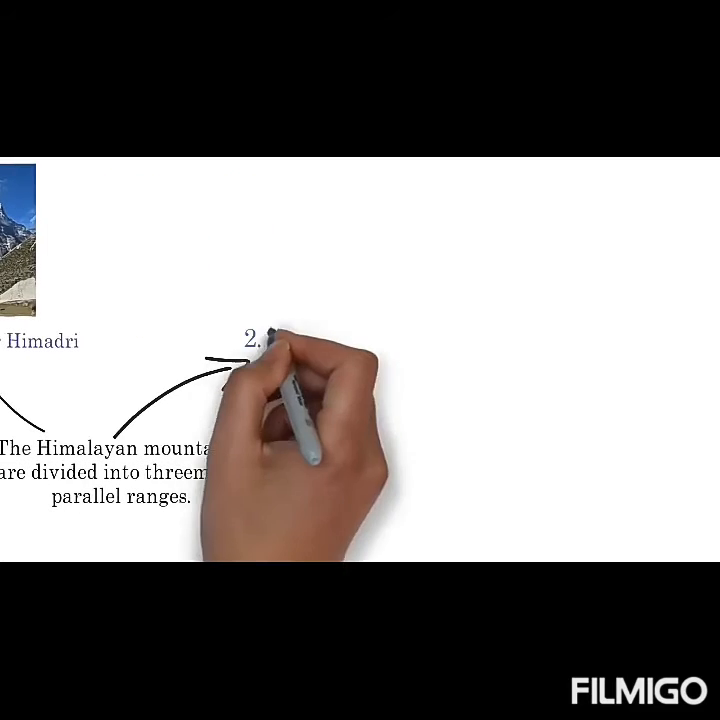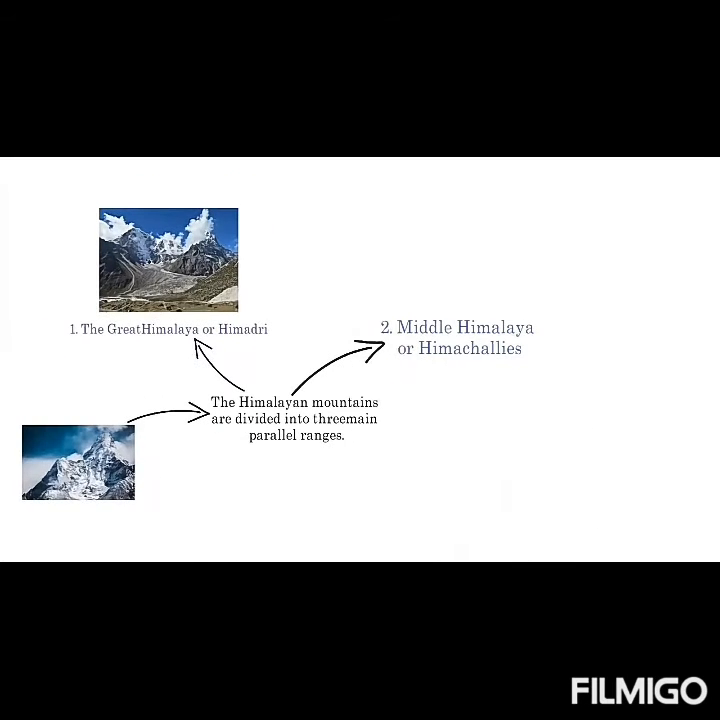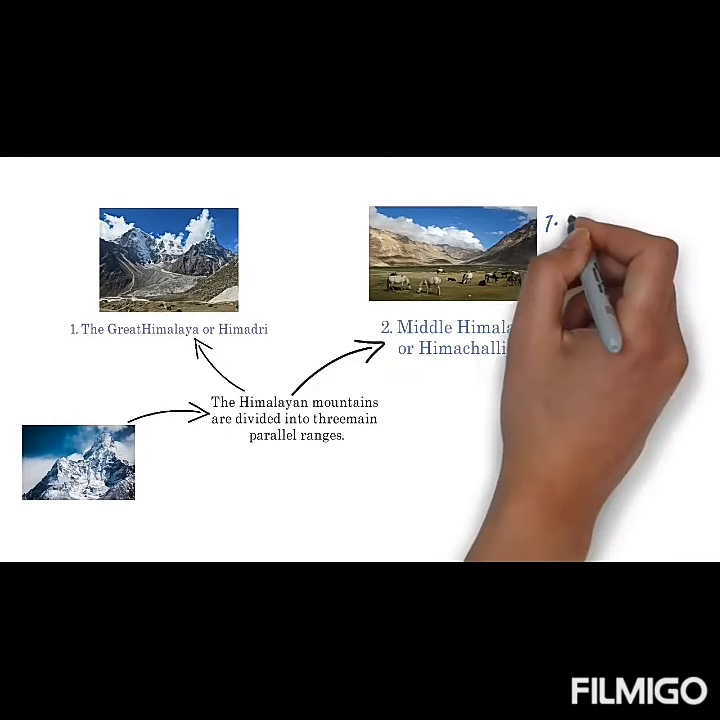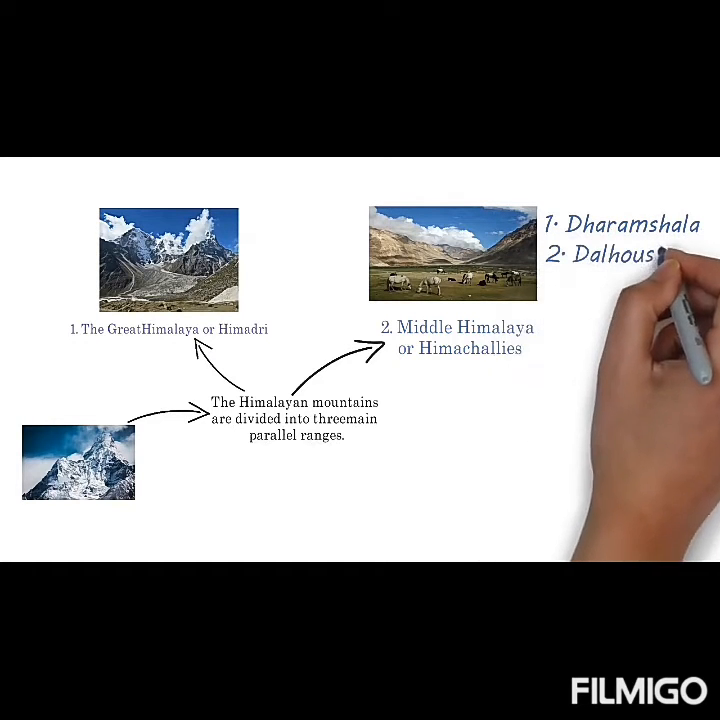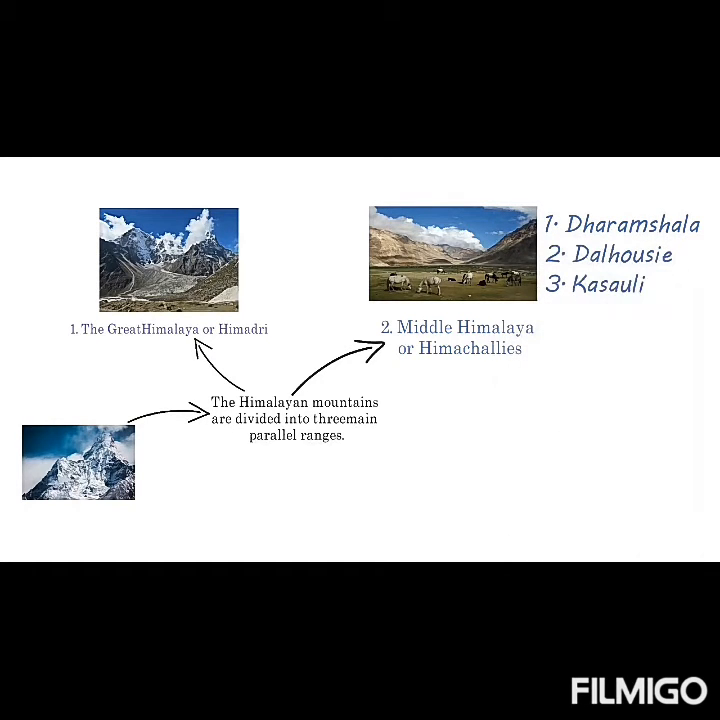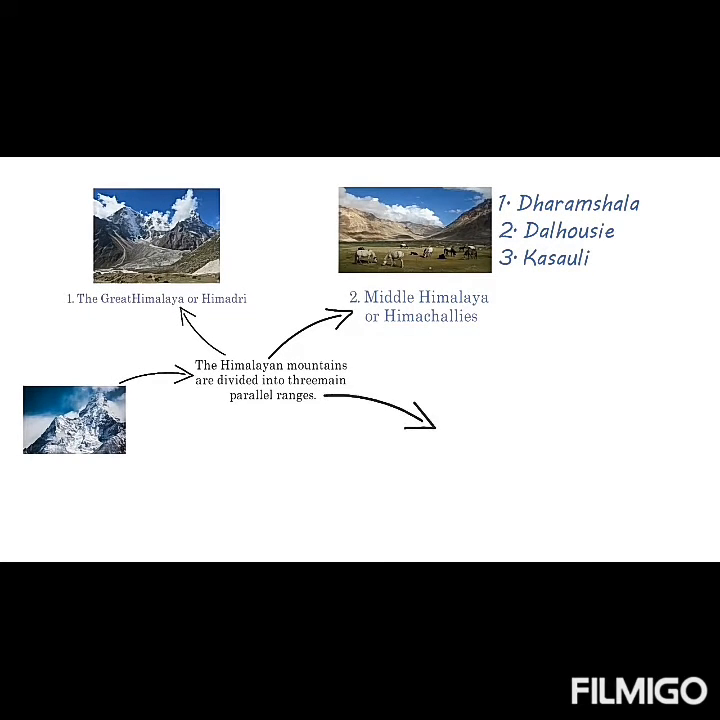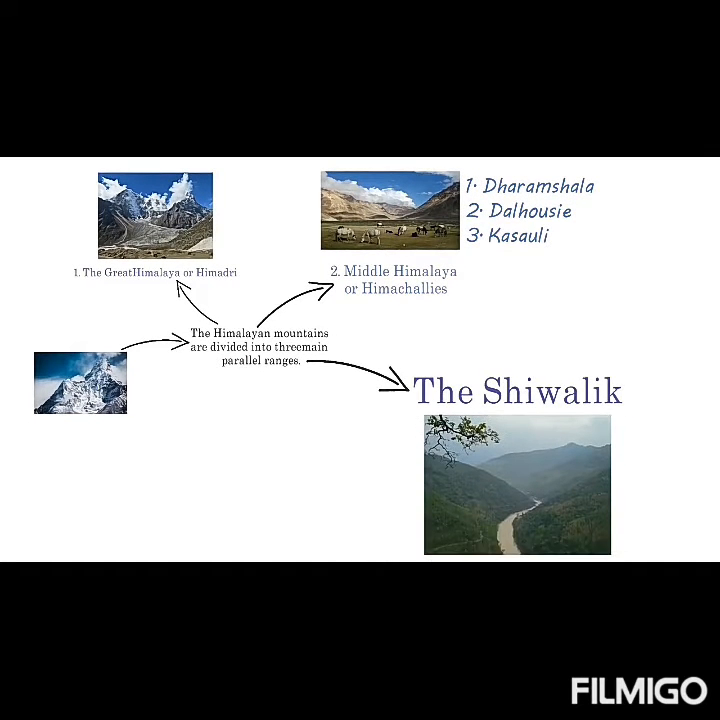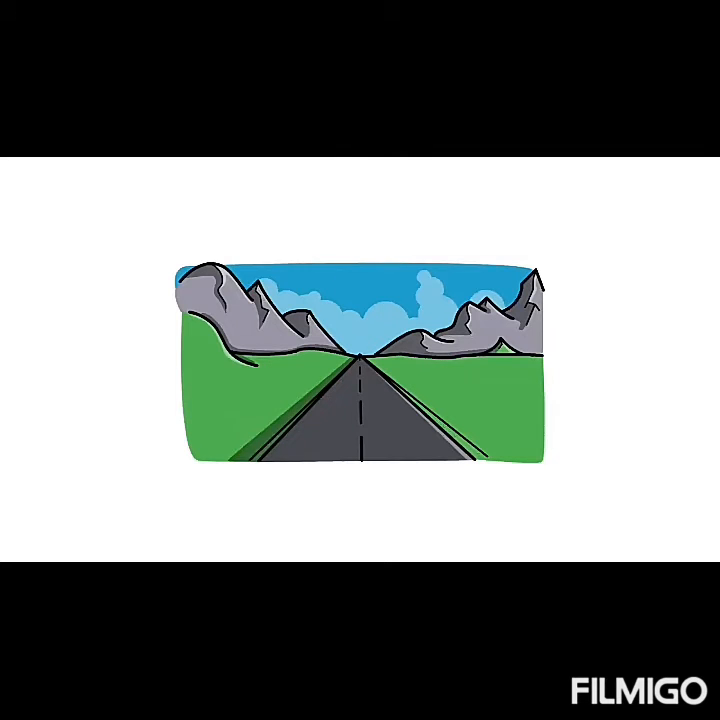The Middle Himalaya, also called Himachal, lies to the south of the Himadri. Here, famous popular hill stations like Dharamshala, Dalhousie and Kasauli are located. The next one is the Shivalik, which is located in the southernmost part of the range.